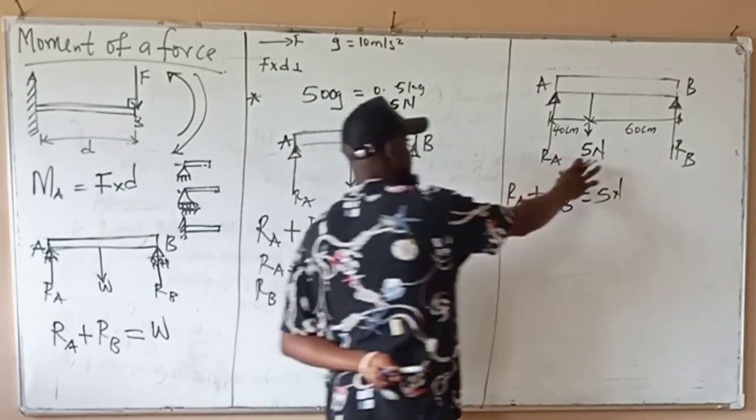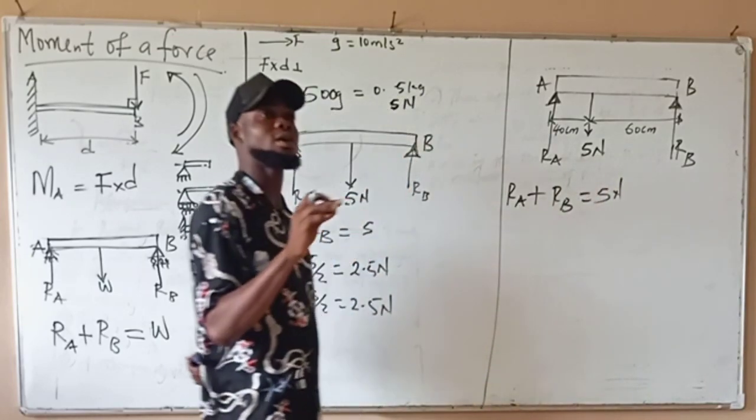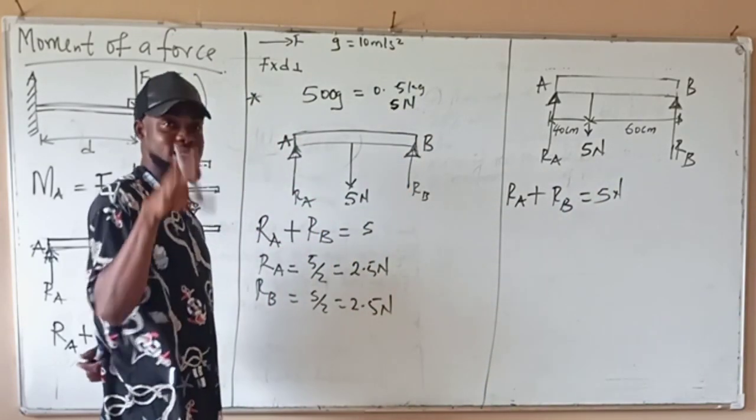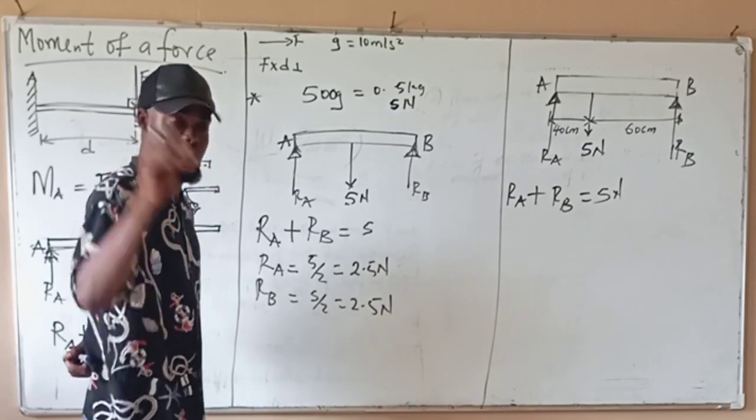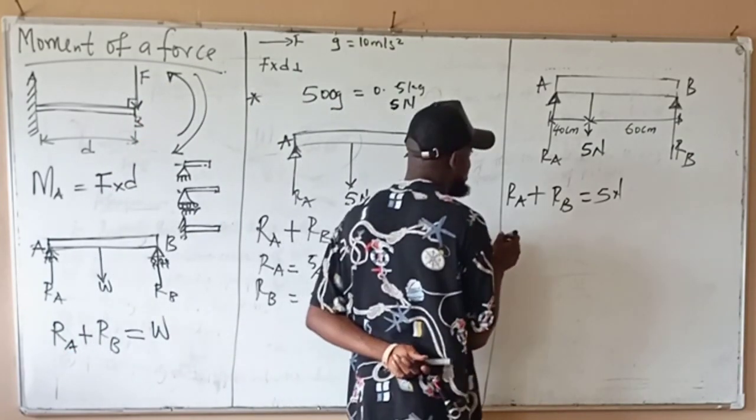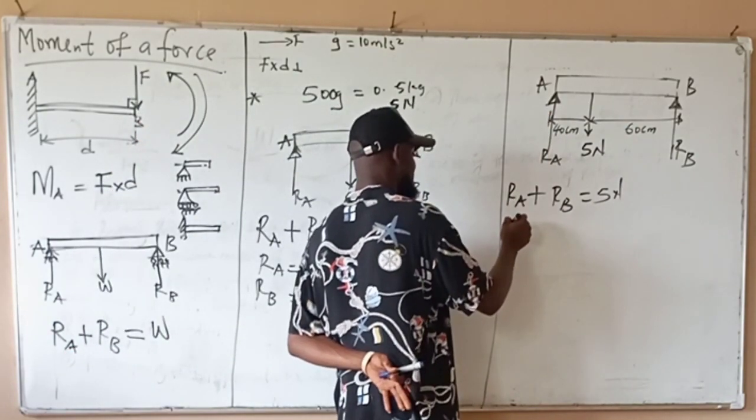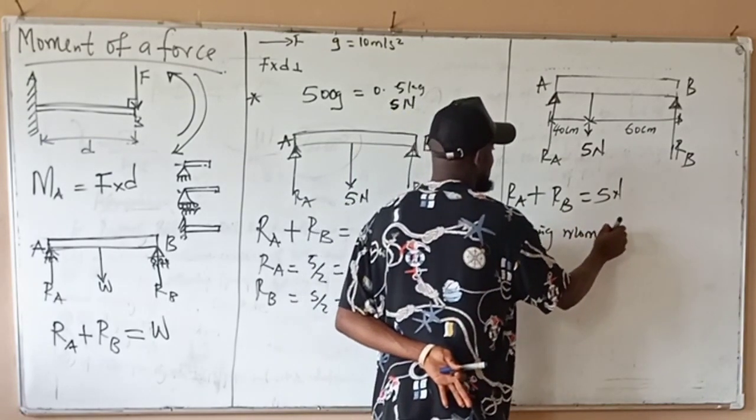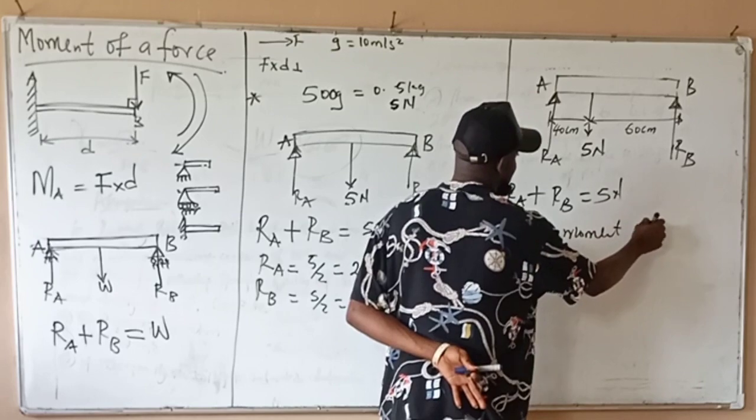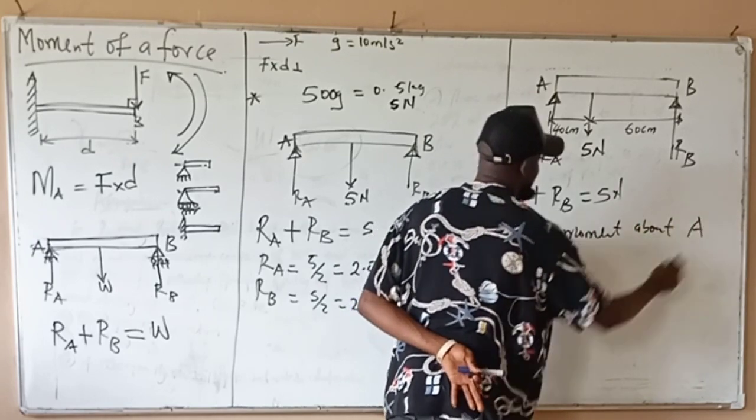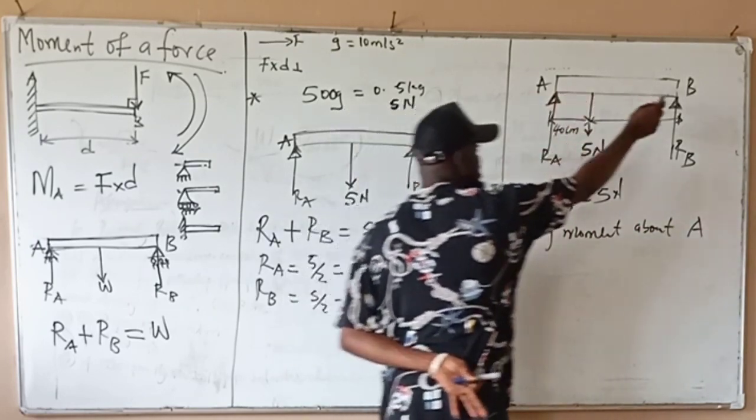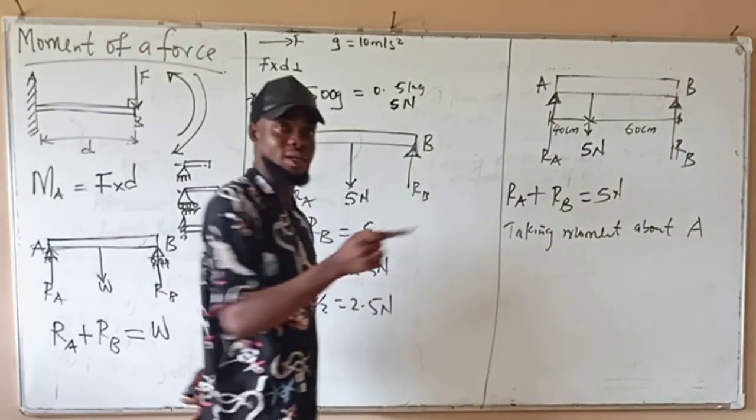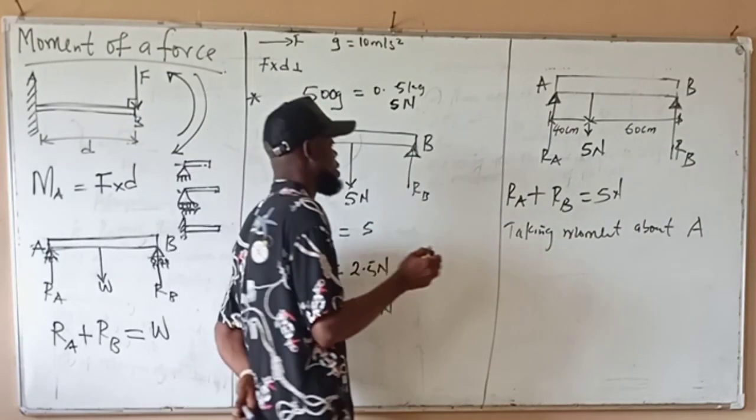This one is Newton. Newton is mass times acceleration, kilogram meter per second squared. So that's what I'm going to do now. Taking moment about A. Take moment about A, or you can also take moment about B when you like. You can do it.